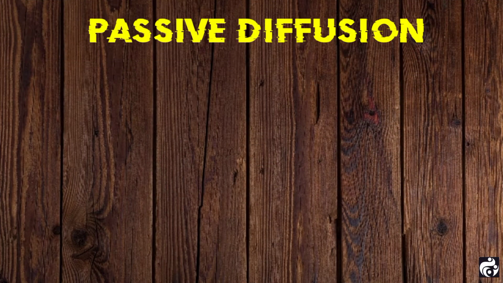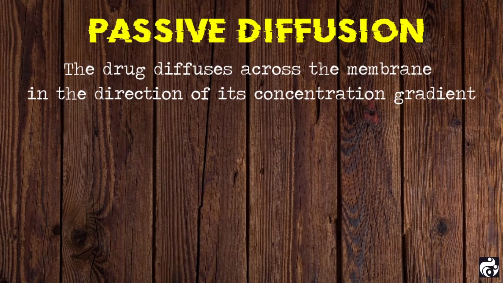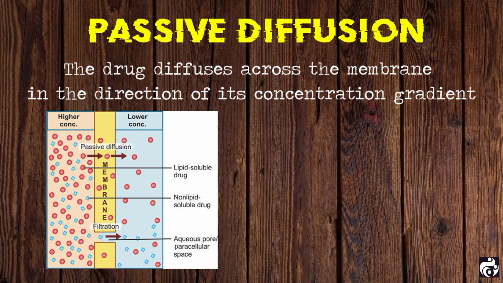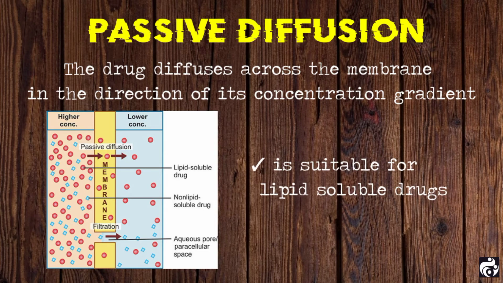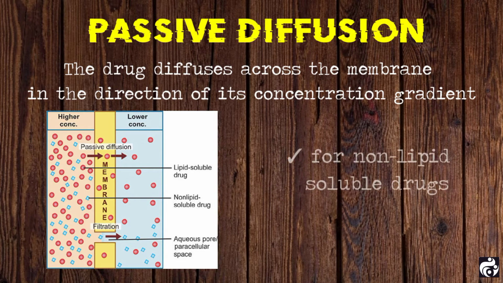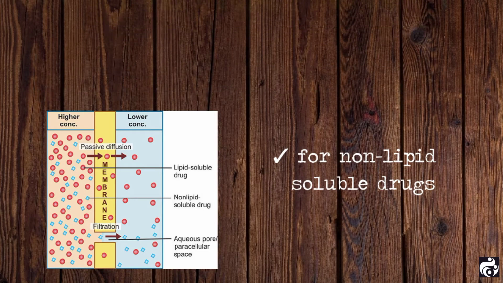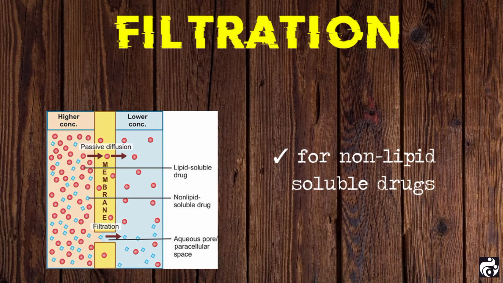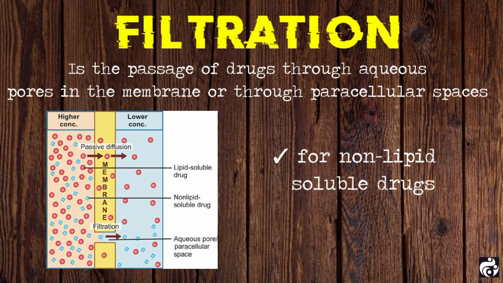In passive diffusion, the drug diffuses across the membrane in the direction of its concentration gradient. The membrane does not play an active role in the process. Passive diffusion is suitable for lipid-soluble drugs, and for non-lipid soluble drugs, filtration occurs. Filtration is the passage of drug through aqueous pores in the membrane or through the paracellular spaces.